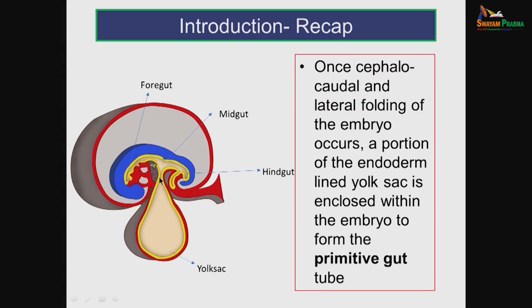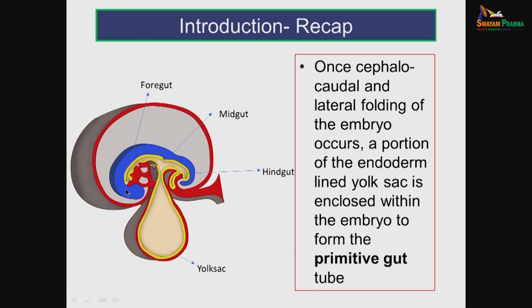Once the embryo folds, a portion of the endoderm-lined yolk sac is enclosed within the embryo. This is the dorsal aspect of the embryo. You can see the amniotic cavity. This yellow colored tube within the embryo is the primitive gut tube. It is formed because of the cephalocaudal and lateral folding of the embryo. An endoderm-lined yolk sac is enclosed within the embryo and we call it the primitive gut tube.